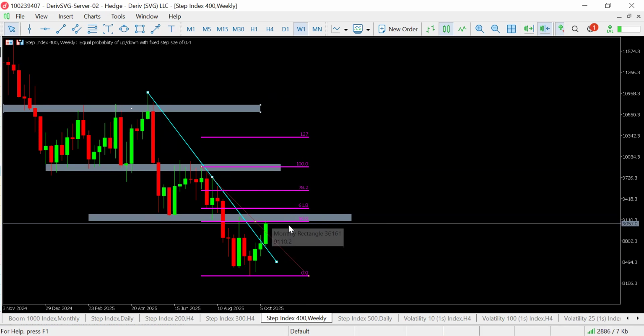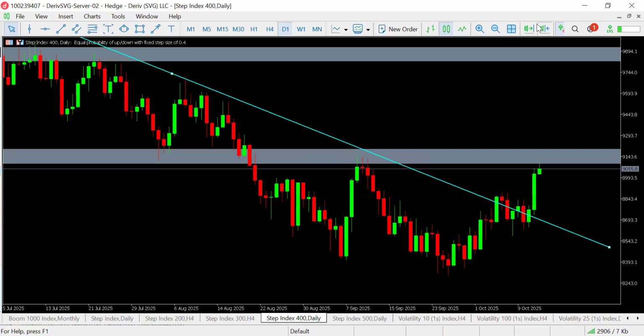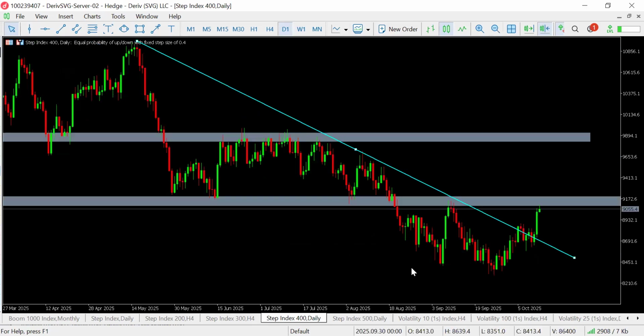So what do we do? We have to simply wait for sellers to come fully into those markets, and then we start looking for our selling opportunities. How do we do that? Let me take out this tool to make my chart less busy. But I can go to the daily time frame. Now on the daily time frame, we can see clearly that sellers are gradually trying to push price downward.